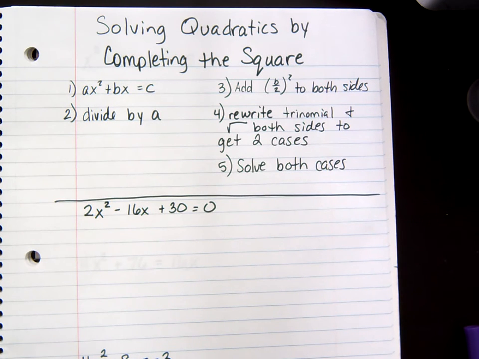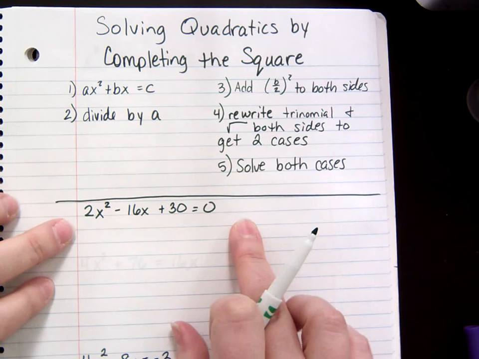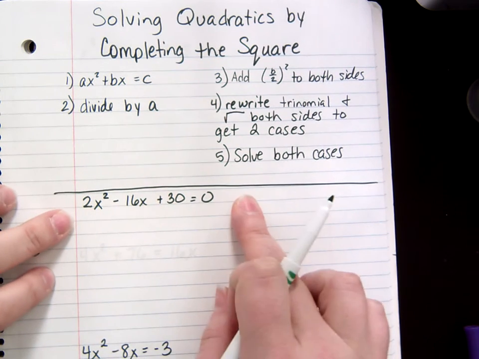Alright, in this video I'm going to show you how to solve quadratics by a method called completing the square. The first thing you want to do is get your equation in the form ax squared plus bx equals c. So your x squared and your x term are on one side, and your number, your constant, your c term, is on the other side. As I read the rules, I'm going to work out an example.